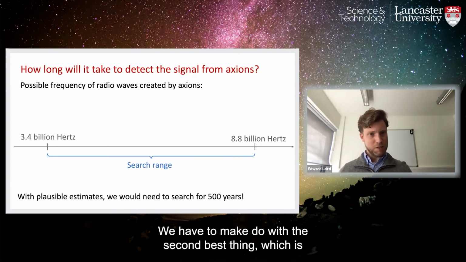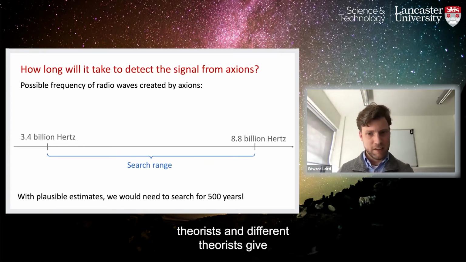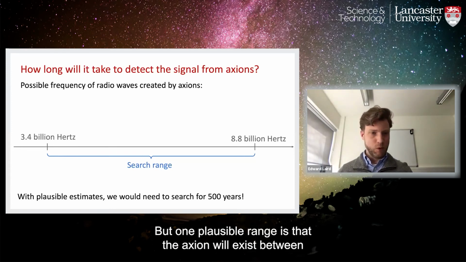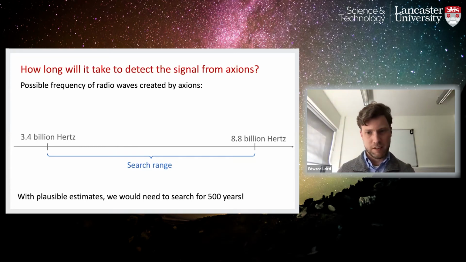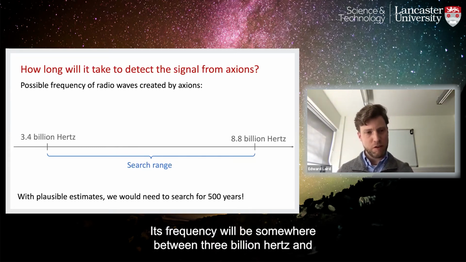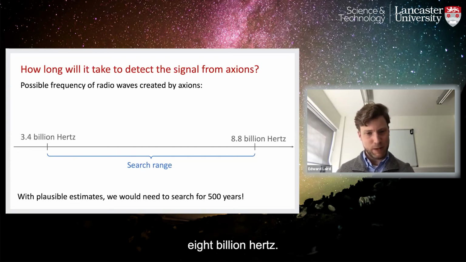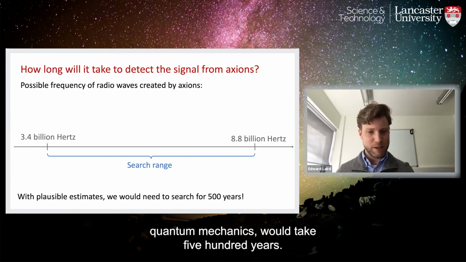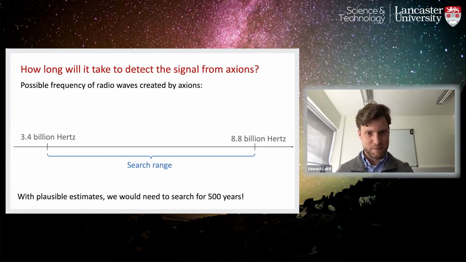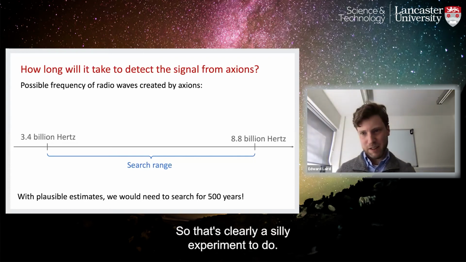We have to make do with the second best thing, which is theorists, and different theorists give you different answers. But one plausible range is that the axion's frequency will be somewhere between 3 billion hertz and 8 billion hertz. And to search that entire range, limited by quantum mechanics, would take 500 years. So that's clearly a silly experiment to do.